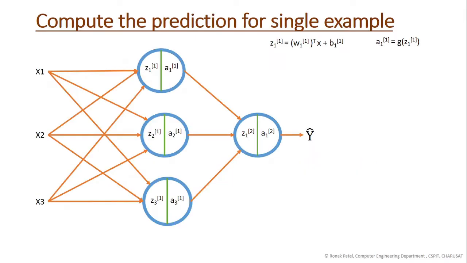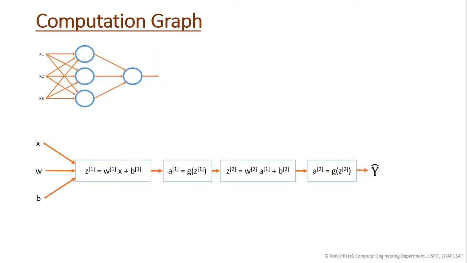Now let's see the computation graph for this, right? Same architecture I am using, and now I am writing the equation for this, or you can say computation graph, right? So what is the input? Input is x, and the weights, initially there are no weights, so we randomly initialize the weights, and there will be a bias associated with each neuron.